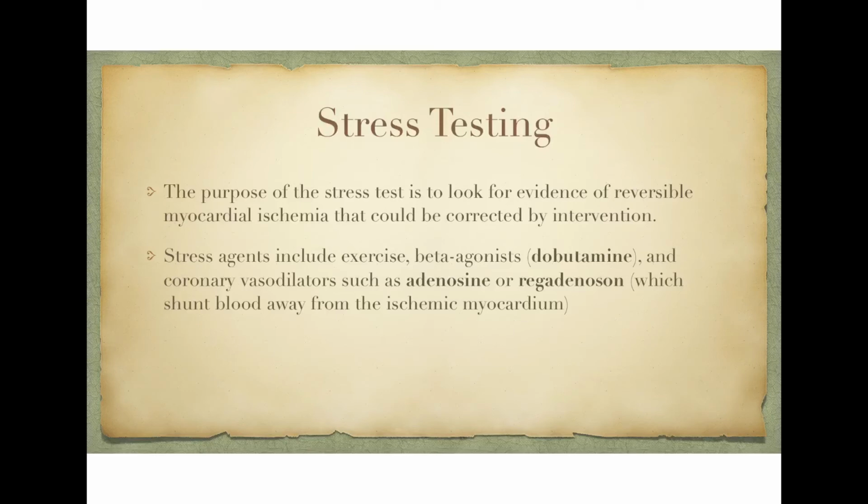The idea behind a stress test is that you're going to give some intervention or agent that will put some stress on the heart, and then you're going to look at the effect of that stress or agent on the heart. So some of the stress agents that you can use are just to have the patient exercise. If they can't exercise, you can use pharmaceutical agents such as dobutamine, which is a beta agonist, or a coronary vasodilator such as adenosine or regadenoson.